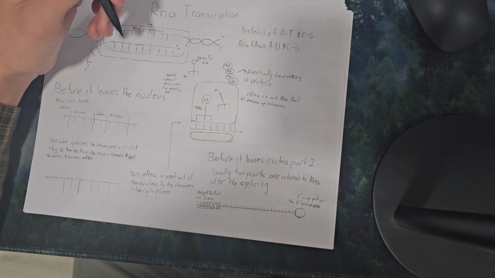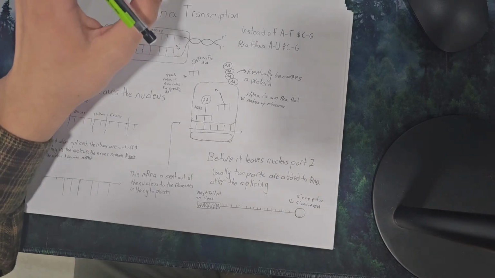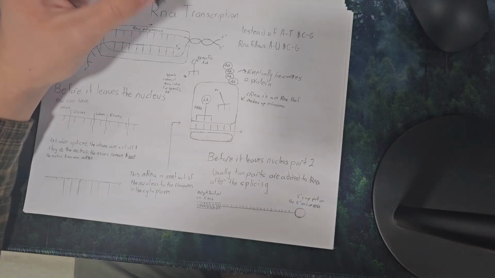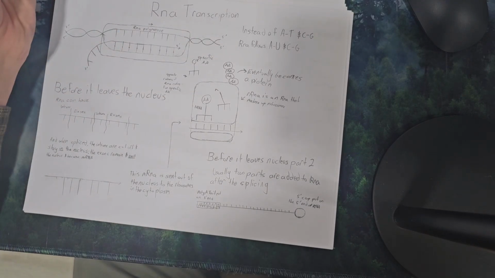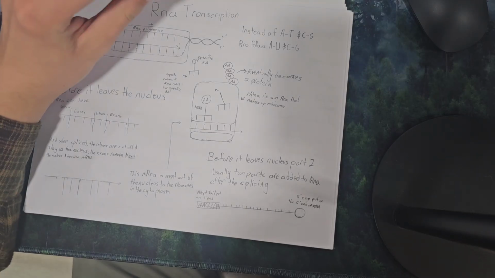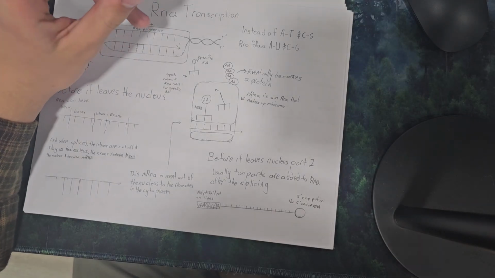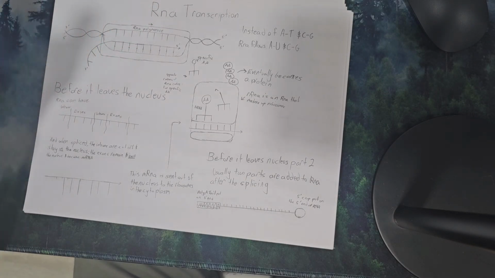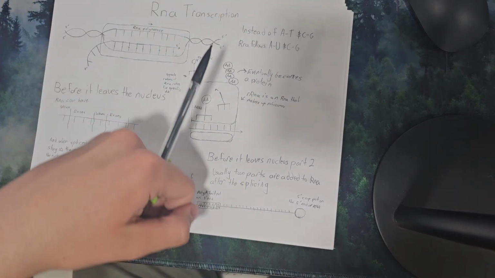rRNA is the RNA that makes up ribosomes. There are some other things, but it's specifically rRNA that makes ribosomes. There's no other RNA that does that. And then, as I mentioned, tRNA or transfer RNA is the RNA that brings in the amino acids.